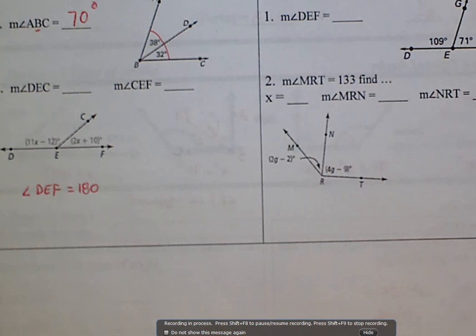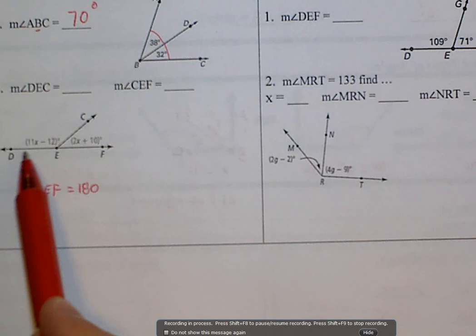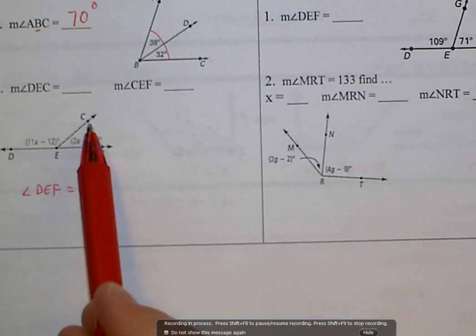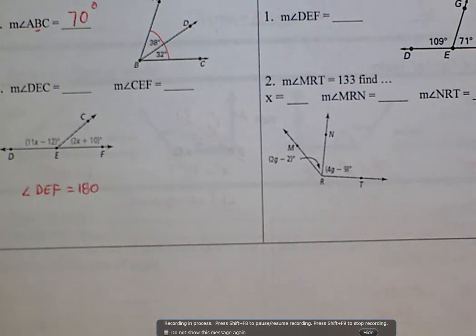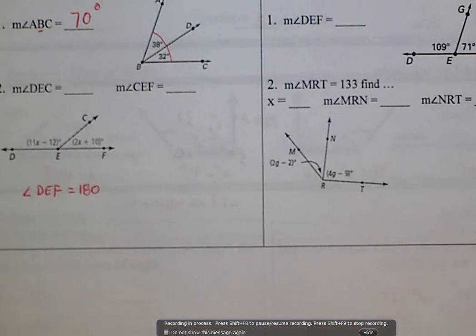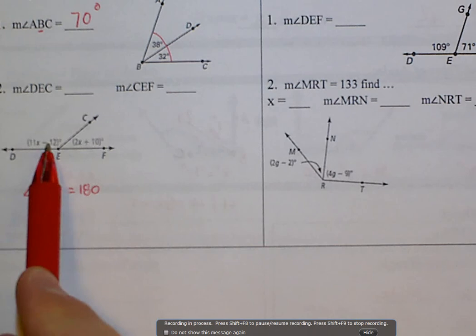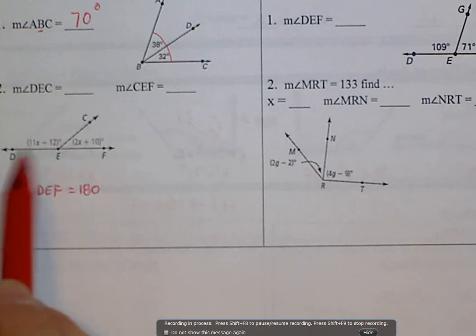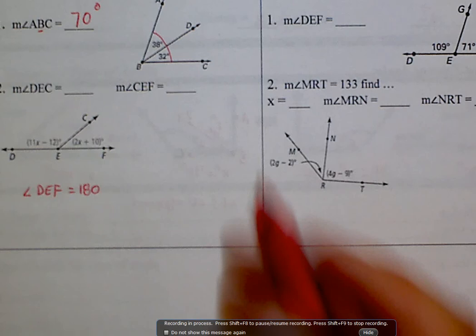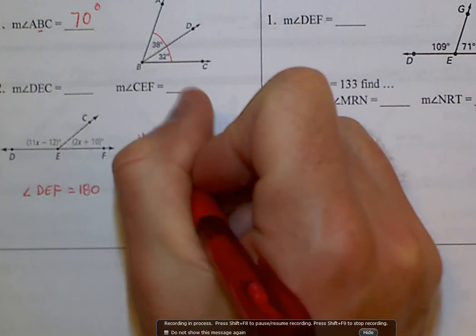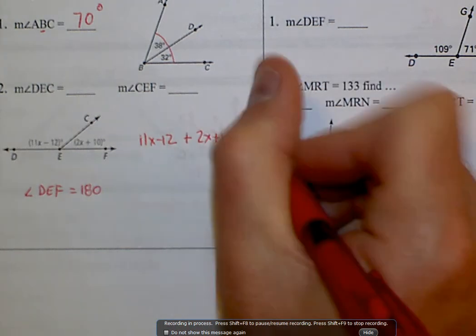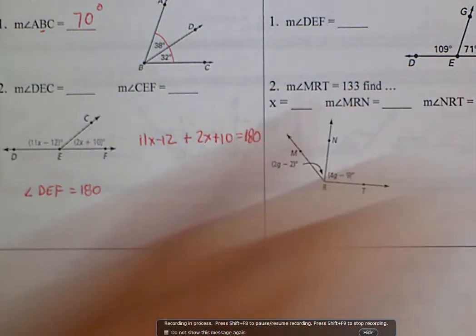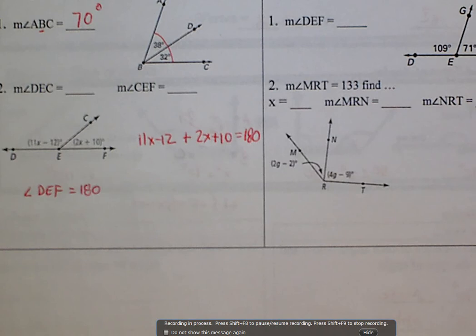Okay? Here's why. I know that this angle, DEC, plus angle CEF, both of these together have to make 180 degrees. That's the angle addition postulate. This obtuse angle plus this acute angle makes the entire straight line. So that's how we set it up. 11x minus 12 plus 2x plus 10 is equal to 180 degrees. You're going to solve that for x. Put your like terms together.